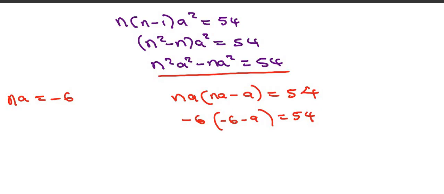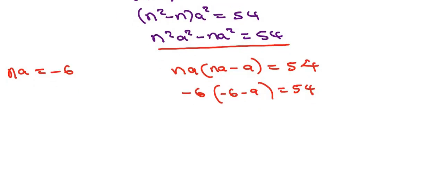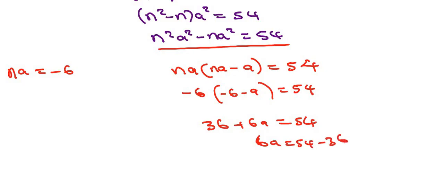Then here we're simply looking for a, so we can get our a. If we just solve this, we can say this is a 36. This is going to give us a 6a. This is equal to 54. Then you have 6a is equal to 54 minus 36.